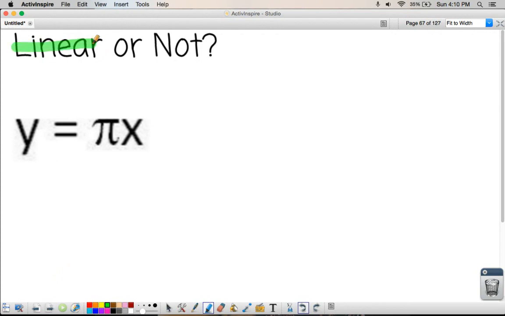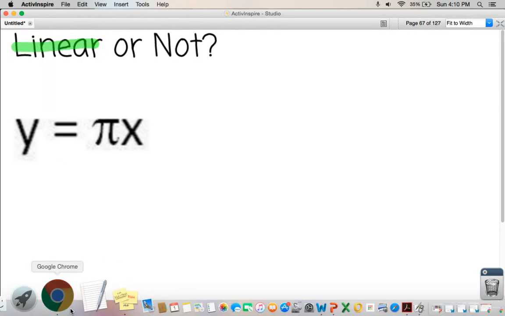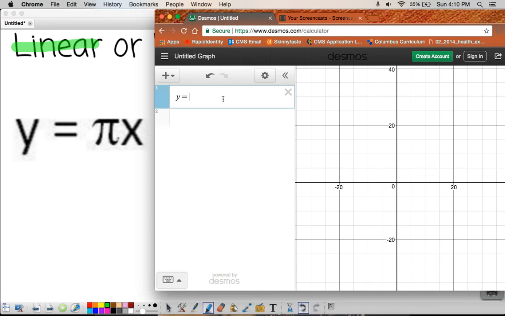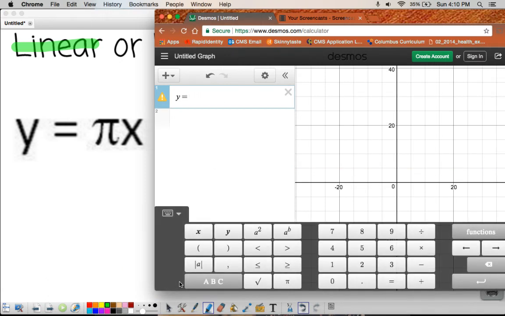This one is also linear. So if I try to graph this one, see if they have a pi symbol. So if I have pi x, it's a straight line. So this one is linear.